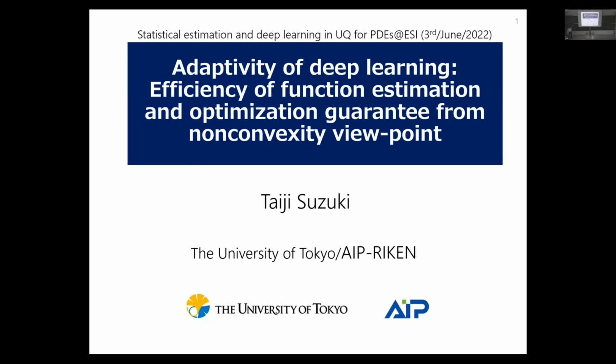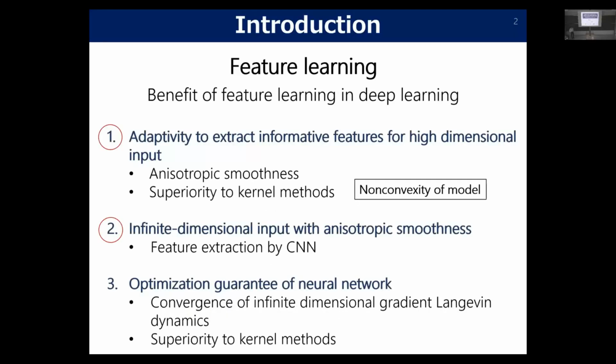Okay, so I want to talk about some adaptivity of neural networks, and especially the feature learning aspect of deep learning and how beneficial it is to estimate some functions. This is the plan of my presentation.